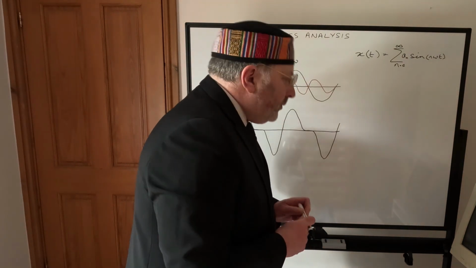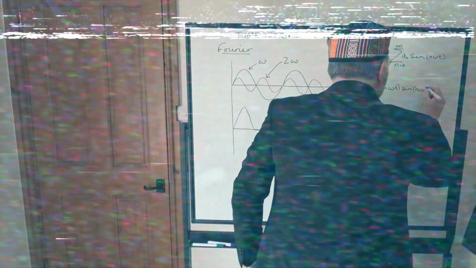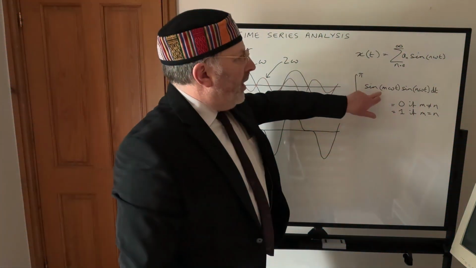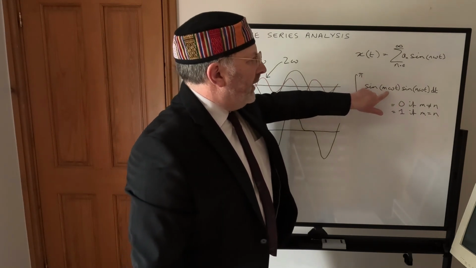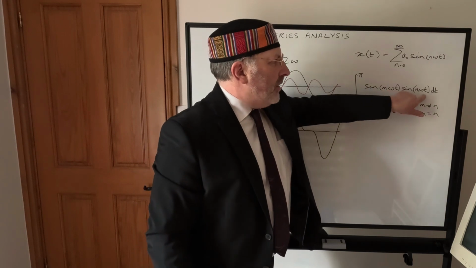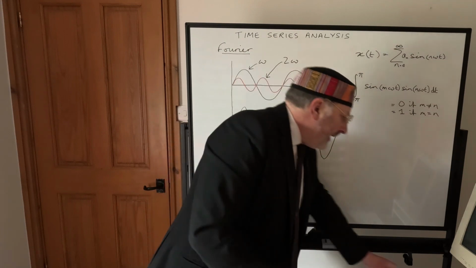So we use the facts. The integral of two sines of different frequencies multiplied together, so sine m omega t times sine n omega t dt, between minus pi and pi.